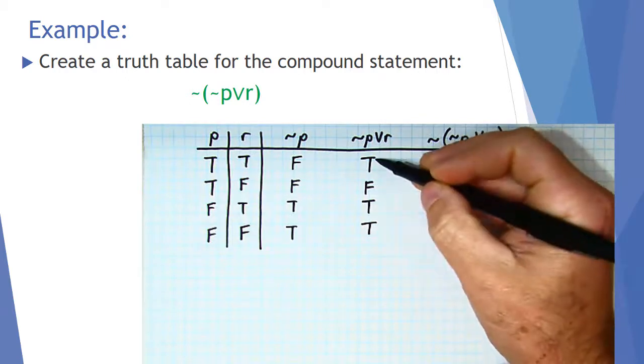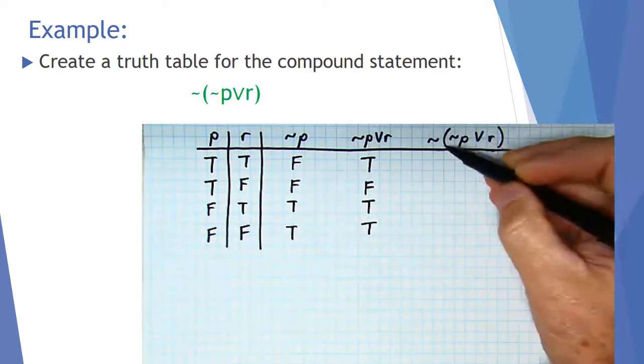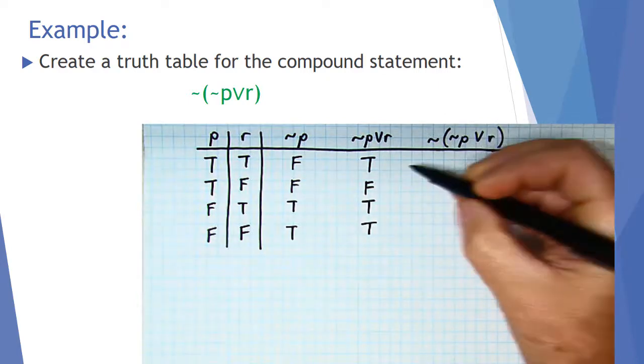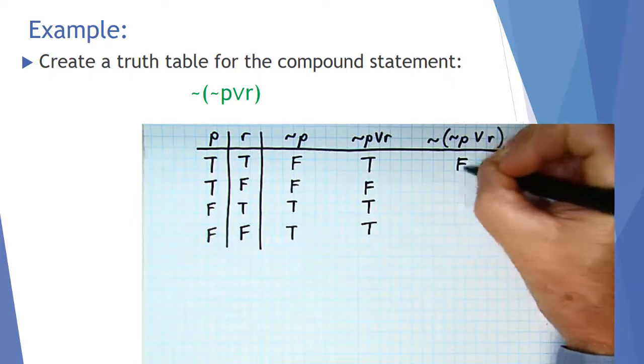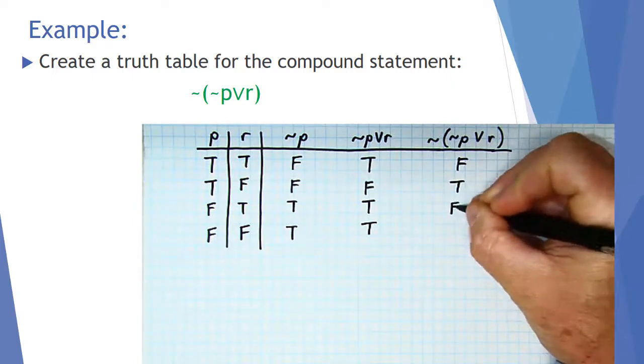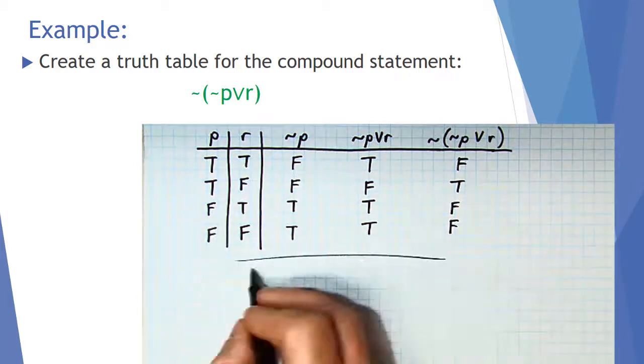And now that we know what not P or R looks like, we can negate that to build the final column. So true, false, true, true becomes false, true, false, and false. And we've completed our truth table.